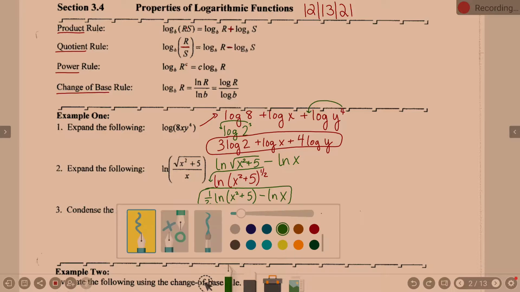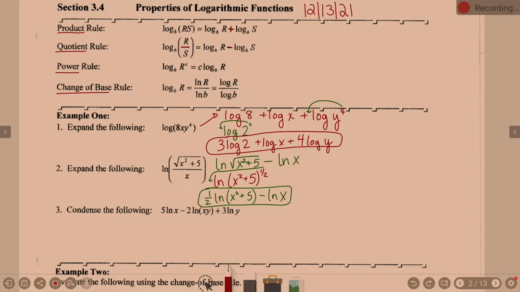Okay, so that was expand. Use those properties, dissect that one log, pull it apart. Now we've got to condense. So basically, we're going to go the opposite direction of what we just did. We're going to take these multiple logs, and we're going to put them into one log in the end. Now, in order to do that, what do you think we should do first?